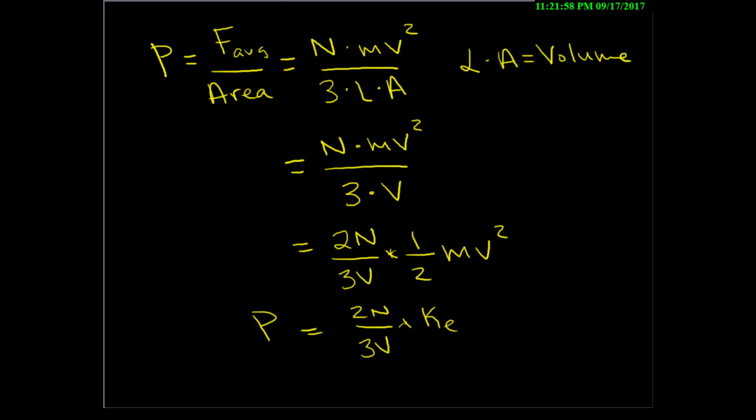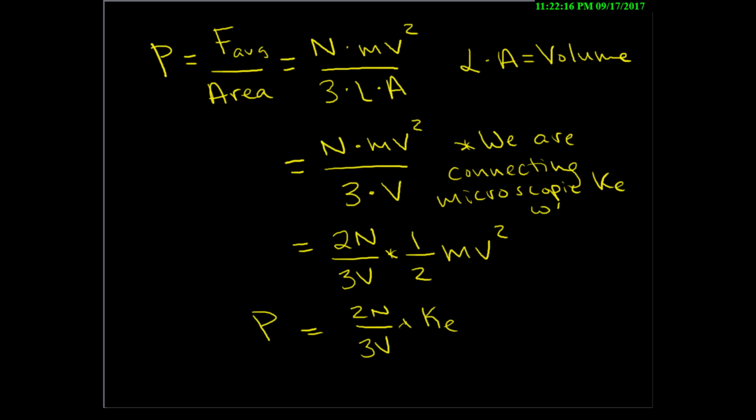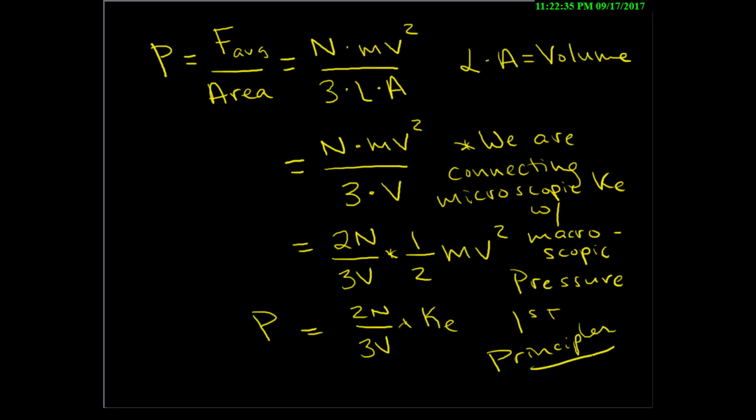Why is this result important? This result is inherently important because we are connecting the microscopic kinetic energy with macroscopic pressure. And we can understand this from first principles. And I think that's ultimately important for us to understand that the inherent reason we have pressure is because of the kinetic energy of individual particles colliding on the surface of a container. Okay, so let's write out our recently derived definition for macroscopic pressure is 2N over 3V times 1/2 mv squared for a kinetic molecular gas theory.